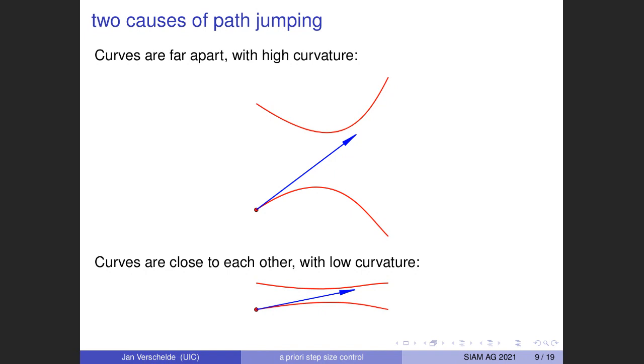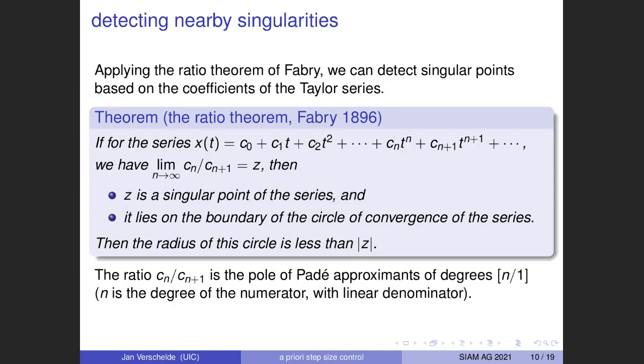So if you have an a posteriori step size control, you can't really deal very well with these two cases of high curvature and paths that are close to each other. All of a sudden, the paths start to close, or all of a sudden, the paths become very close to each other. It's very difficult to anticipate that within a posteriori step size control. All right.